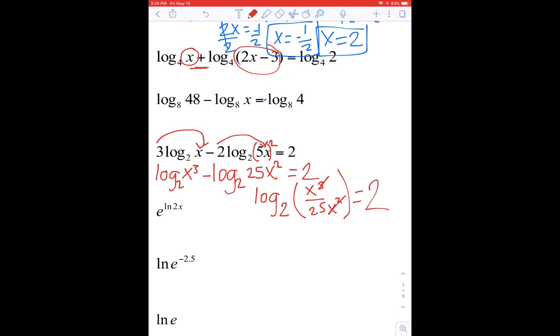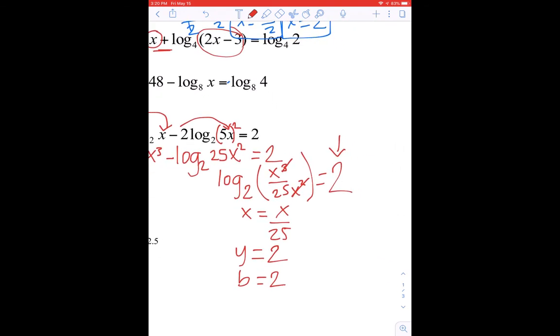Okay, and now just like the ones we were doing earlier, you have to rewrite it in the other form. So let me just look at this. x is going to equal x over 25, y is going to equal 2, this 2 over here, okay, and then the b is the base, this 2. So we're going to rewrite this whole thing, just from earlier, b to the y, so 2 to the 2 equals x over 25.